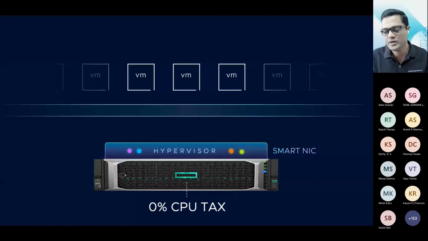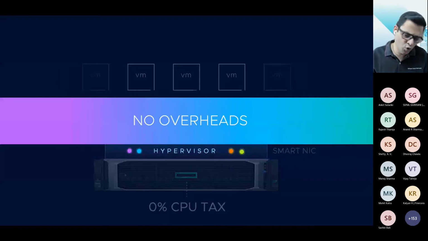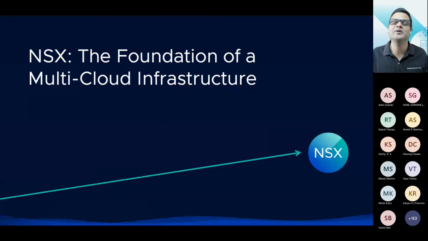which means any server where the smart NIC is compatible, I can actually go and put my network and security elements non-disruptively without changing any IP addresses, without changing anything at all. So that's the power of NSX. That's the Goldilocks zone that NSX provides. So no overheads. You would hear this "no overheads" multiple times, and I'll tell you why. So NSX is the foundation of the multi-cloud infrastructure for VMware.